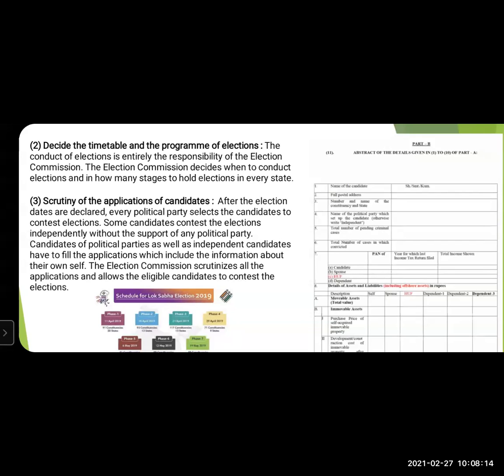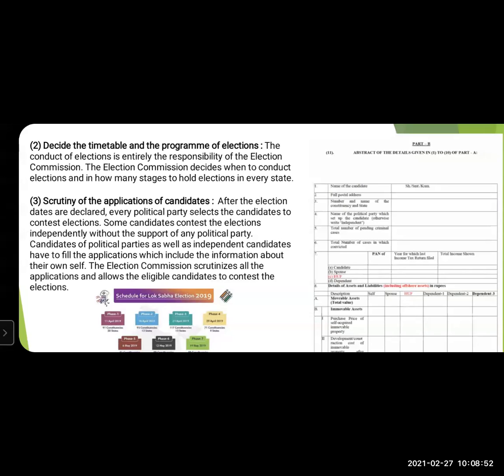Every political party selects the candidates to contest elections. Once the dates of the elections are declared, the political party selects who will contest the election from that party. Then some candidates contest the election independently, without the support of any political party.